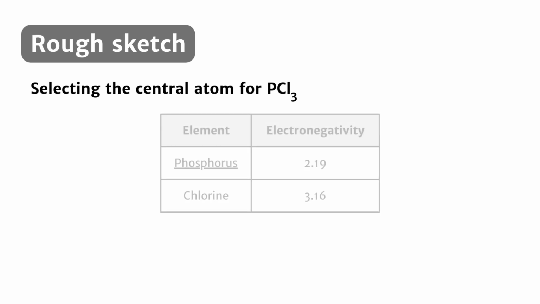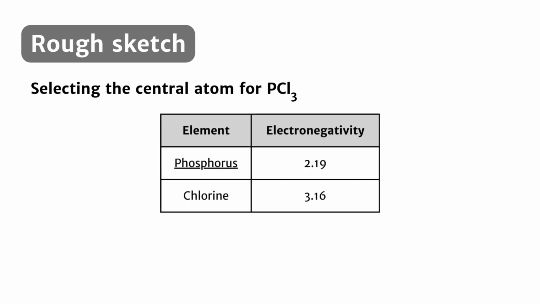The central atom in PCl3 is the one with the lower electronegativity value. From the periodic table, we get the electronegativity value of phosphorus as 2.19 and the electronegativity value of chlorine as 3.16. Since phosphorus has a lower electronegativity, it is chosen as the central atom. Therefore, when drawing a rough diagram, place phosphorus in the center and arrange the 3 chlorine atoms around it.